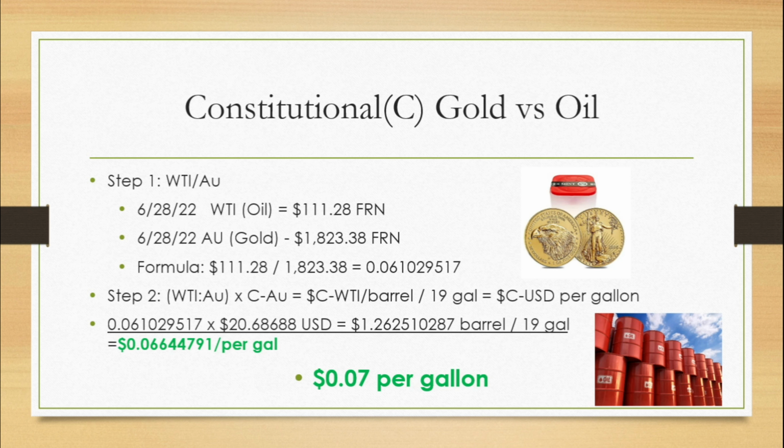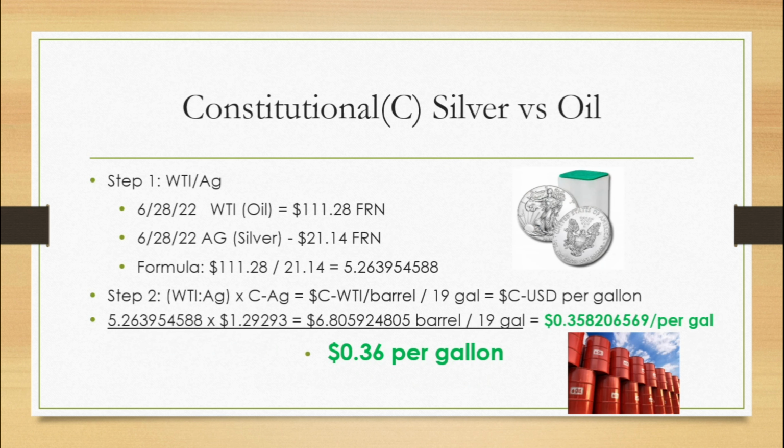And we come up with a $1.26 cost per barrel. And of course, we know every barrel is 19 gallons of gasoline. So in this example, the constitutional value of oil, purchased with gold, should be approximately 7 cents per gallon, or at least this is what the non-inflated numbers would show if we were back on that constitutional system. Awesome. Okay, next example.